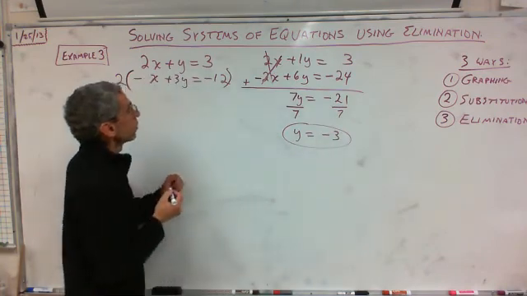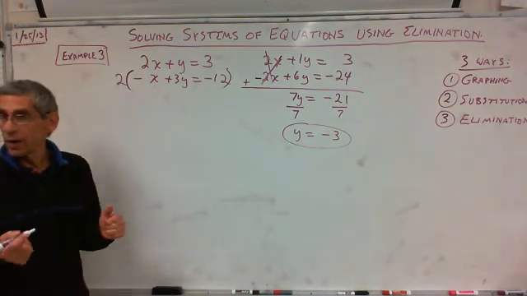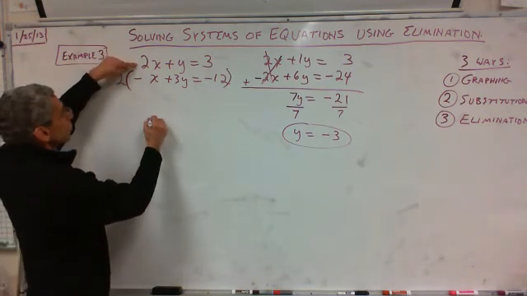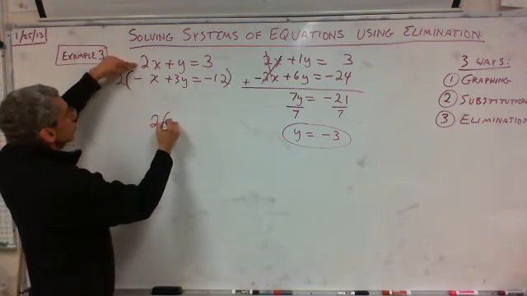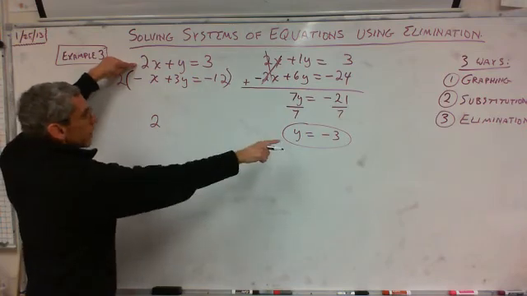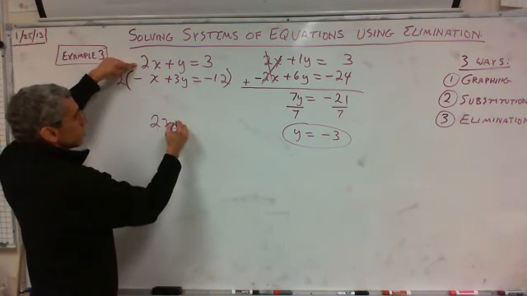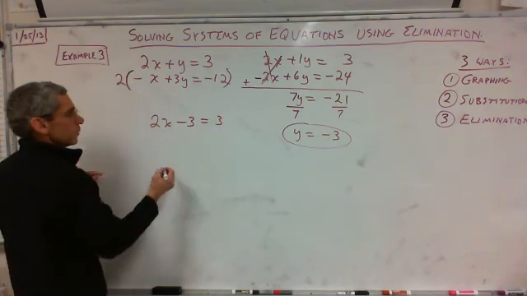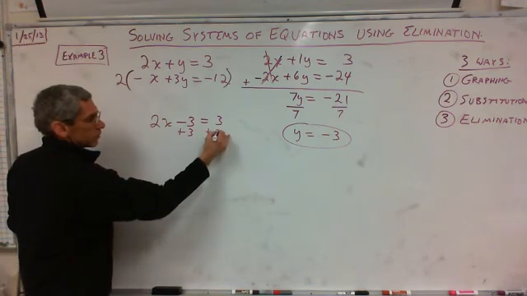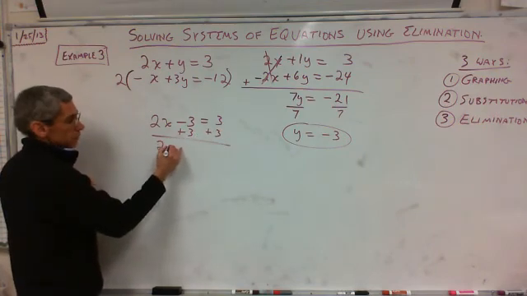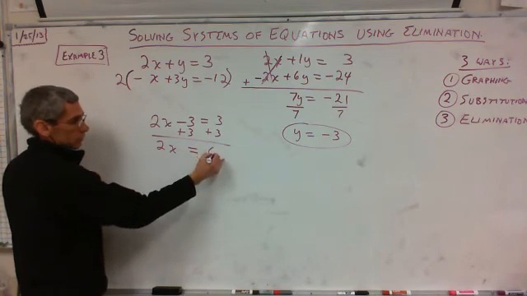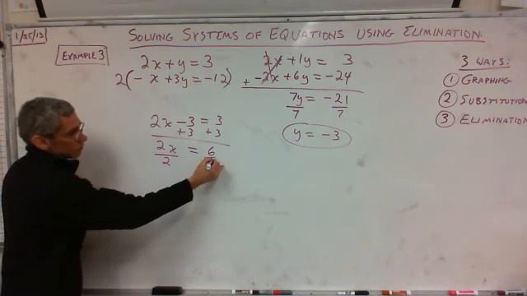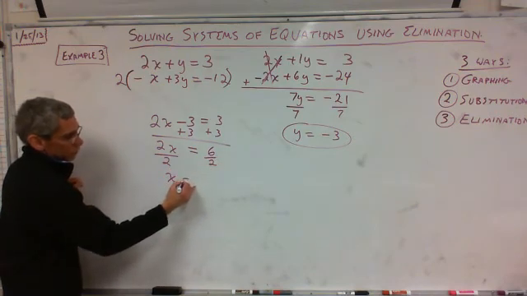Great. So we are almost there. Now we need to find our x. We know our y, we don't know our x. So we'll do the top one. So we got 2x plus y, and y equals negative 3, so 2x minus 3 is equal to 3. So we're going to add 3 to both sides. And I have 2x is equal to 6. Divide by 2. X is equal to 3.